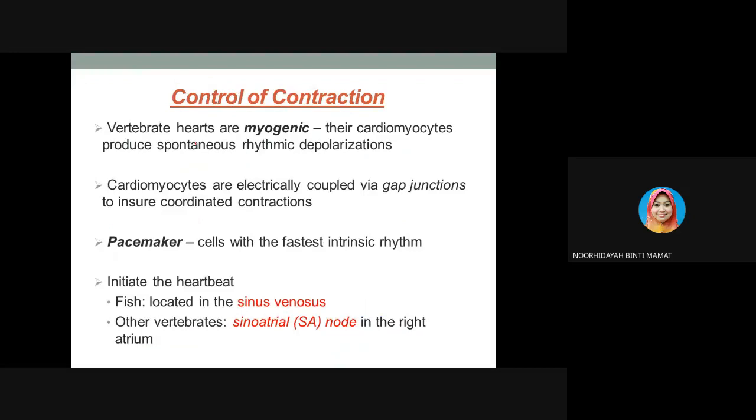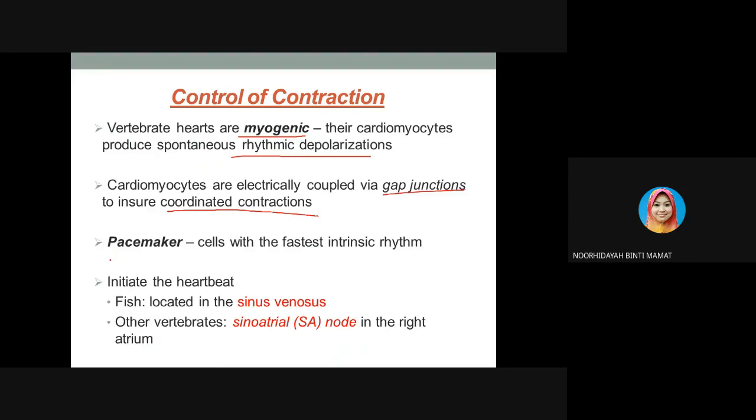So how do we control the contractions? Okay, so vertebrate hearts are myogenic. Okay, just now we were talking about the myogenic pacemaker, in the last slide. So the myogenic pacemaker is where the rhythm is generated in myocytes. Okay, so vertebrate hearts are myogenic. Their cardiomyocytes produce spontaneous rhythmic depolarizations. So the cardiomyocytes are electrically coupled with gap junctions to ensure coordinated contractions.